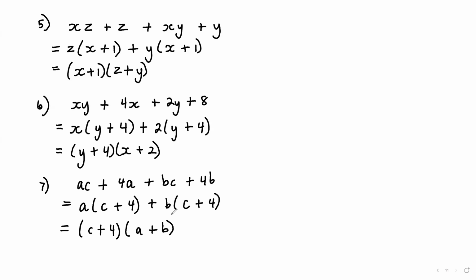Number 8 was xy minus 2x plus 4y minus 8. Now, this one had different signs, so you've got to be careful with your different signs. All right, so the common factor here was x. X times y is xy, and x times minus 2 is minus 2x. You bring down your plus sign.